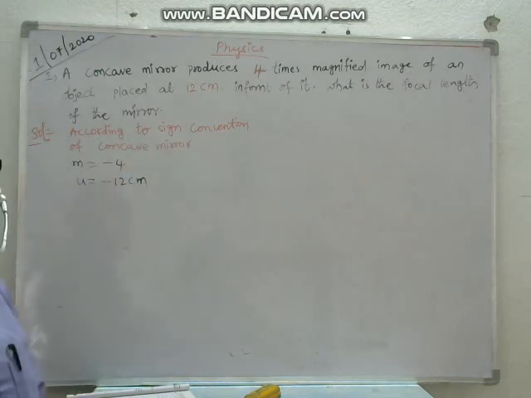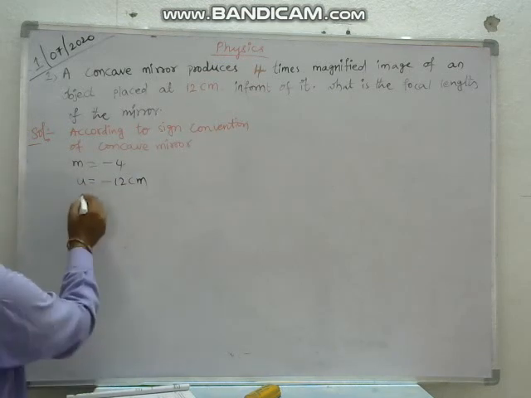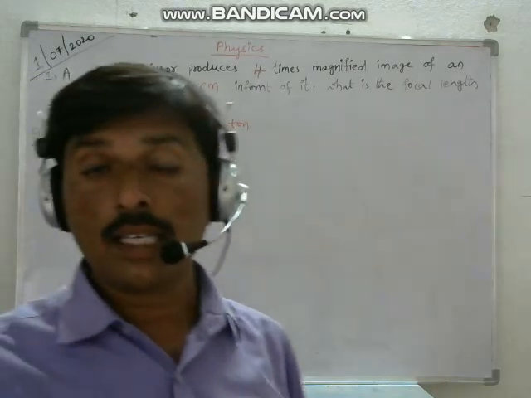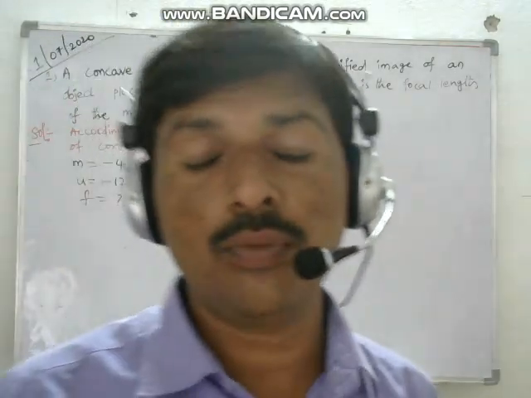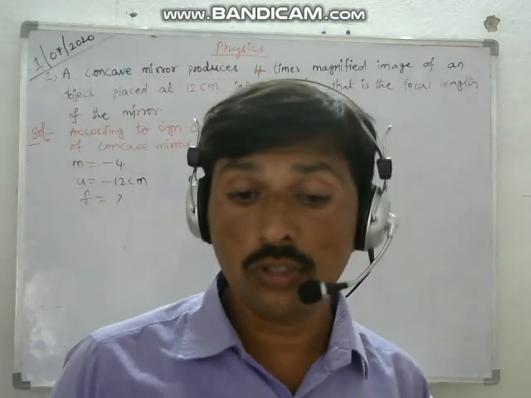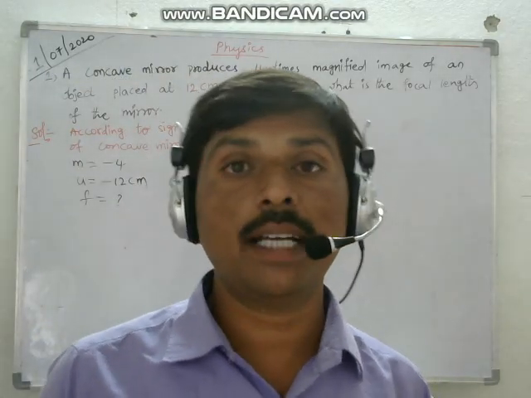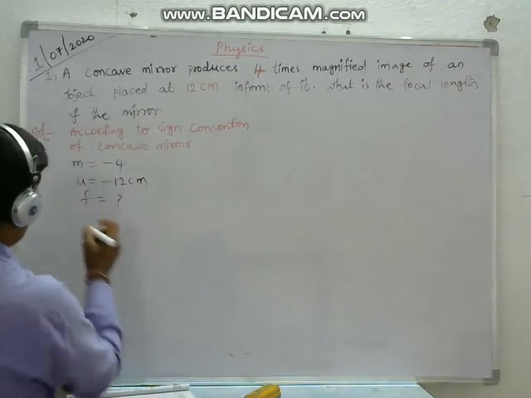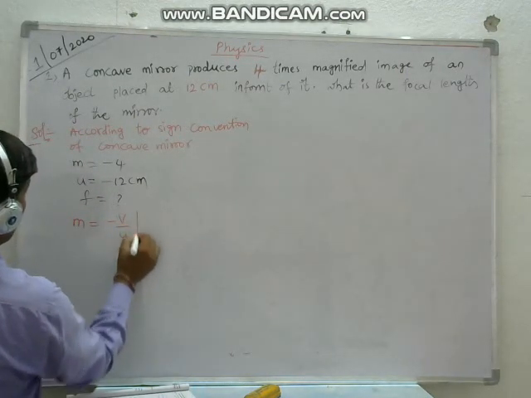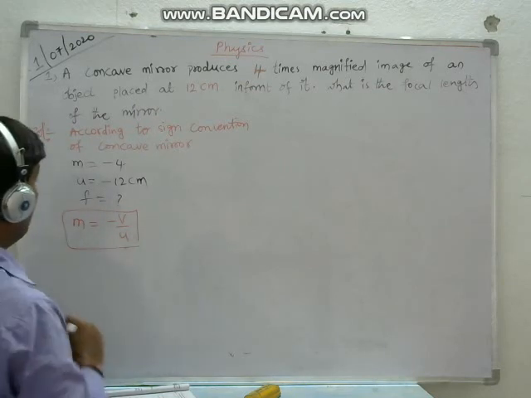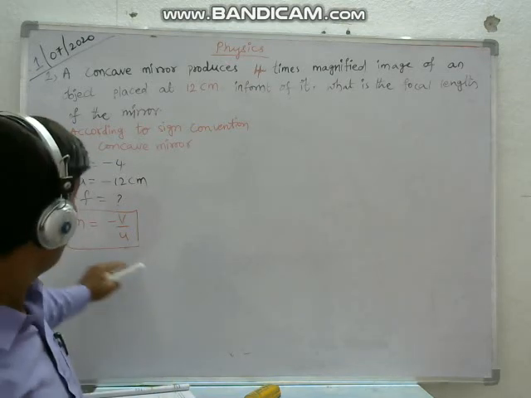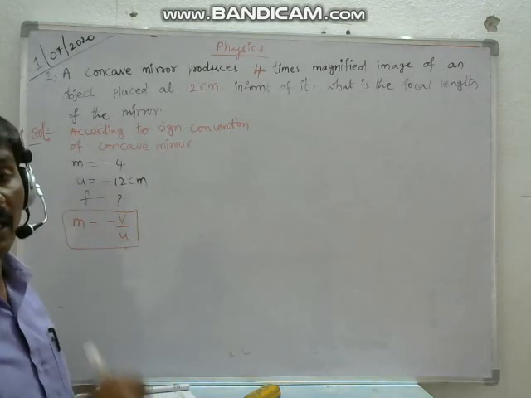You know children, we need to find the focal length. How can we find the focal length? They gave only the magnification and the object distance. We have a formula for the magnification, that is, m is equal to minus v by u. So here we need to find v, because we know m and we know u.